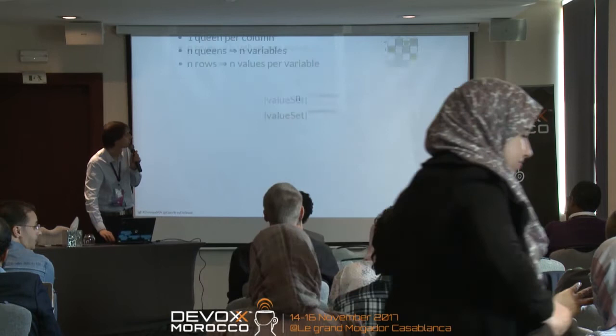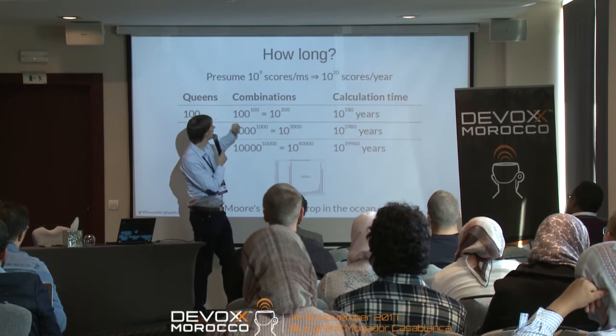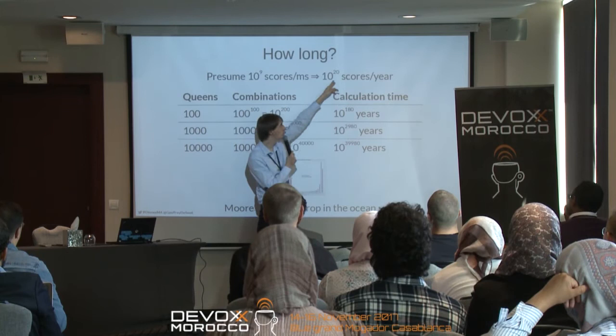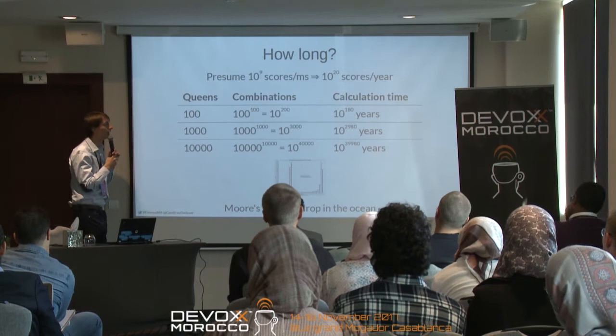So how long would it take if we want to solve this with brute force? Right? So we have 100 queens. Number of combinations: 10 to the power 200. And let's say we can presume to calculate 10 to the power 90 scores per millisecond, which gives us 10 to the power 20 scores per year. This is not going to happen on any of the computers you have at home, for the record. I think you need more than all of the computer power in the world right now to calculate that many per millisecond.